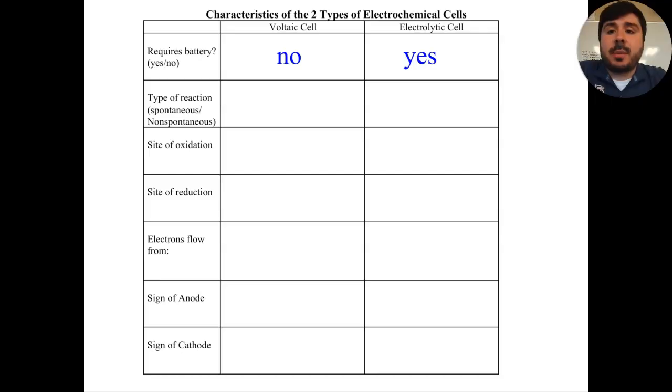Next question is the type of reaction. Is this spontaneous or non-spontaneous? And again, your answer here is going to be yes, this is a spontaneous reaction for voltaic cells because they occur without having any outside energy source required, right? Now, on the flip side, electrolytic cells do in fact require an outside energy source, just like a voltaic cell or just like a battery. So therefore, yes, these are going to be non-spontaneous cells here.